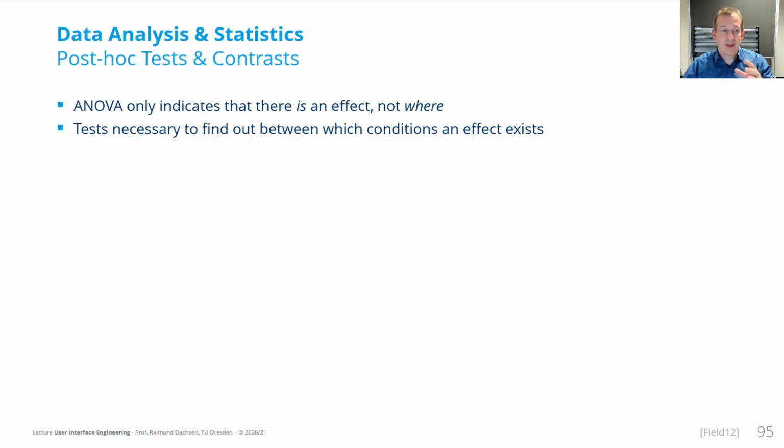So one value of the independent variable is spatial interaction. The other one is touch interaction. And you only know that the variable itself, that means the interaction type, has an effect. And you don't really know which of the conditions actually causes it.